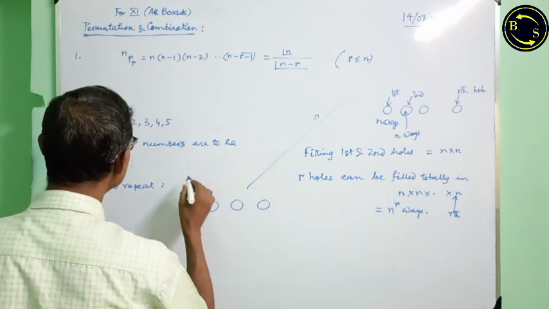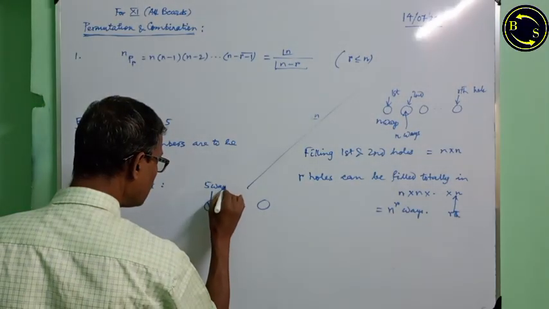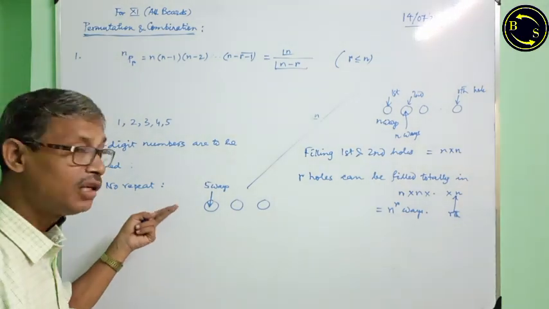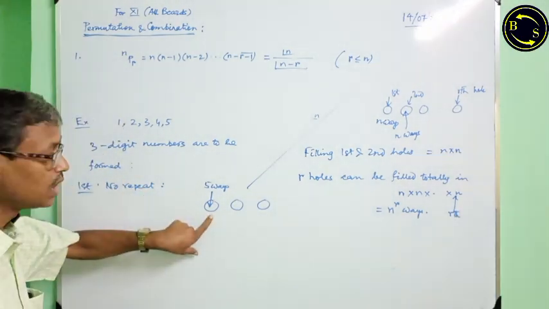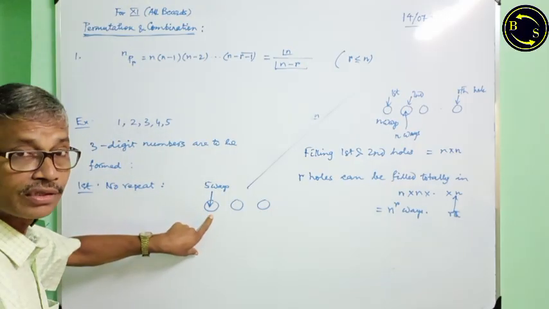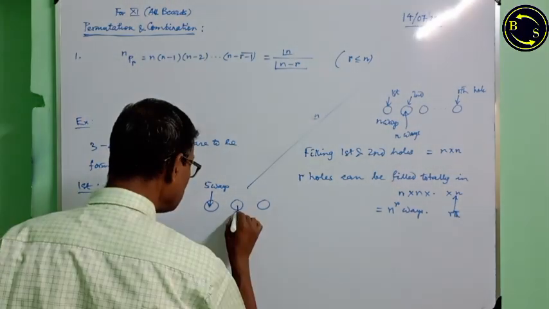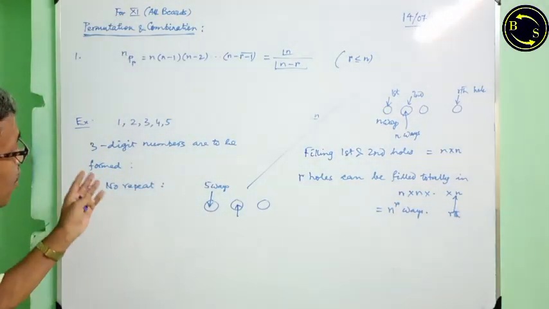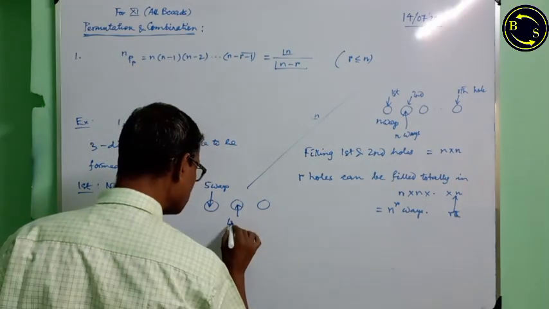5 ways. Since there are 5 digits, repetition is not allowed. Therefore, after filling the first place, the second one can be filled in by remaining 4 digits in how many ways? 4 ways.